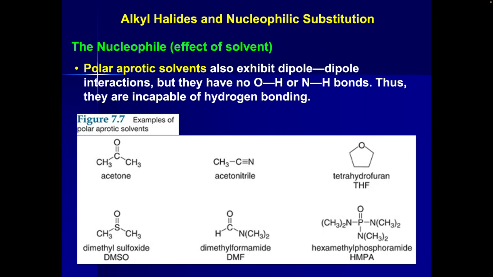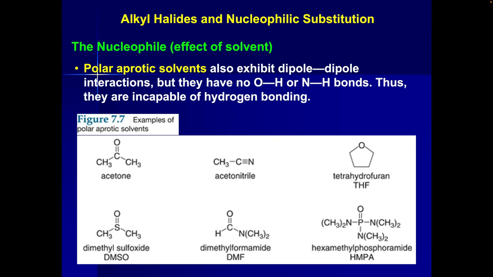DMSO is used in a lot of creams for sore muscles to get the medicine through the skin. It is a nice polar aprotic solvent. I hate working with it because it has a very high boiling point. It's hard to get rid of, but it does its job. And then this is called dimethylformamide. Okay, it is a polar aprotic solvent.